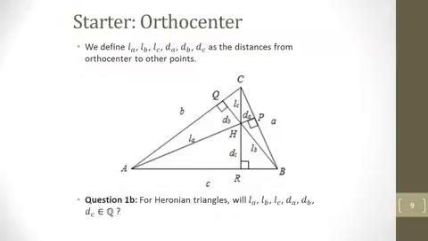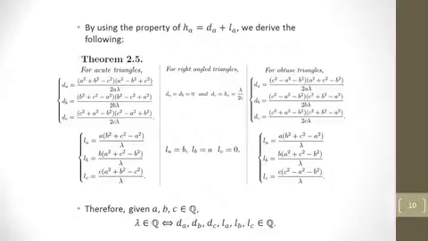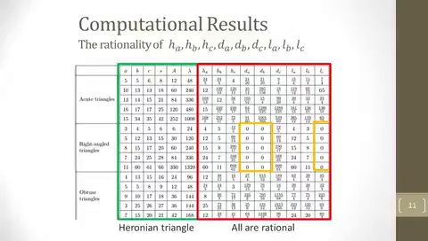We would then define the values of L and D as the distances from the orthocenter to other points, as shown. And we ask, for Heronian triangles, will the values of L and D be rational? By using the property, we get Theorem 2.5. Therefore, given a, b, c rational, lambda is rational if and only if the values of D and L are rational. This table verifies our results. As we can see, the values of H, D, and L are all rational. The right angle triangle is a special case in this table.